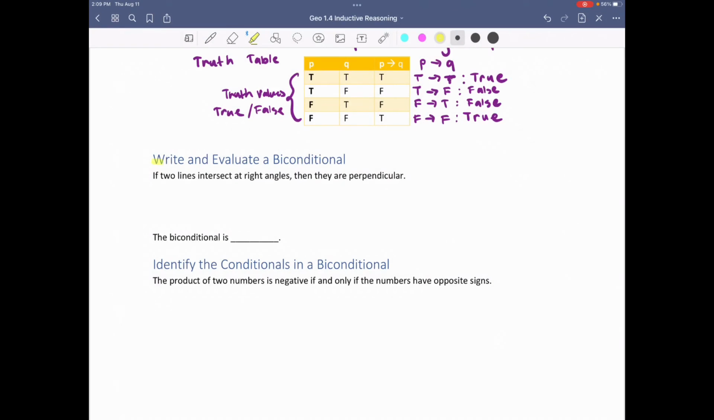Now we will be writing and evaluating a biconditional. We have here our statement. If two lines intersect at right angles, then they are perpendicular. If two lines, we can draw this. Here's our first line, and then our second line. It's not perfect, but here they intersect, meaning this intersection in the middle has a right angle. These are all right angles. Right angles means 90 degrees.